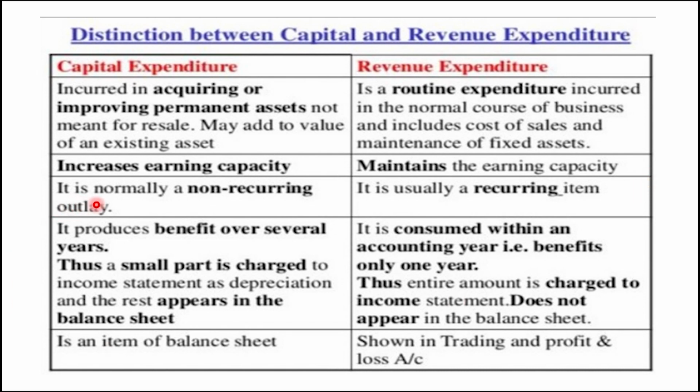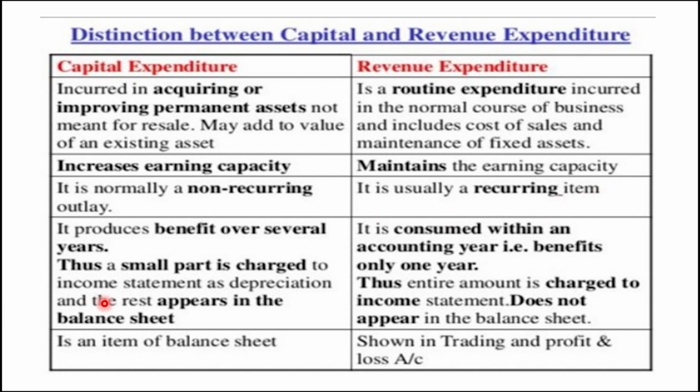Third, it is normally a non-recurring outlay. I may invest in the business today and I may make other investment after 5 years, after 10 years. So it is not recurring in nature. Whereas revenue expenditure is recurring in nature. Every month you are going to pay salaries. Every time you are going to pay rent of the factory, services that you are using. So these are the expenses that are recurring in nature.